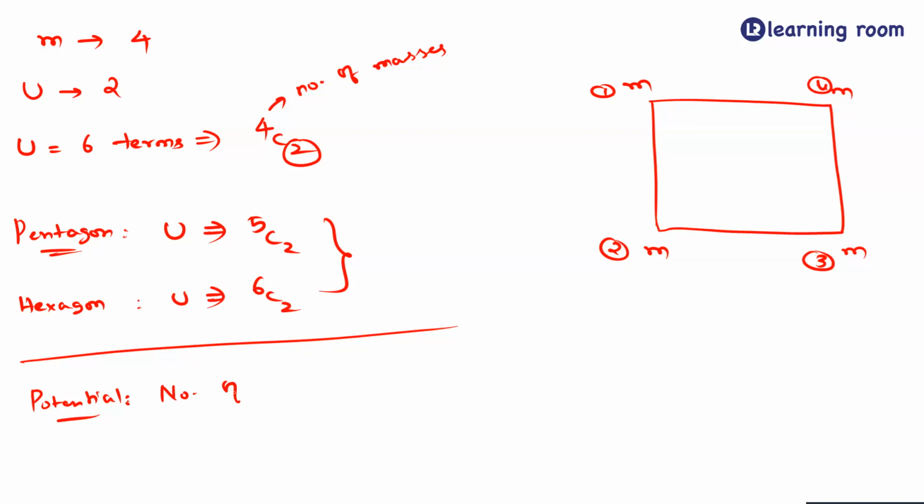the number of masses is equal to the number of terms. That's it. So if there are 4 masses, there will be 4 terms. 5 masses, 5 terms. Like that, however many masses are there, you will have that many terms.